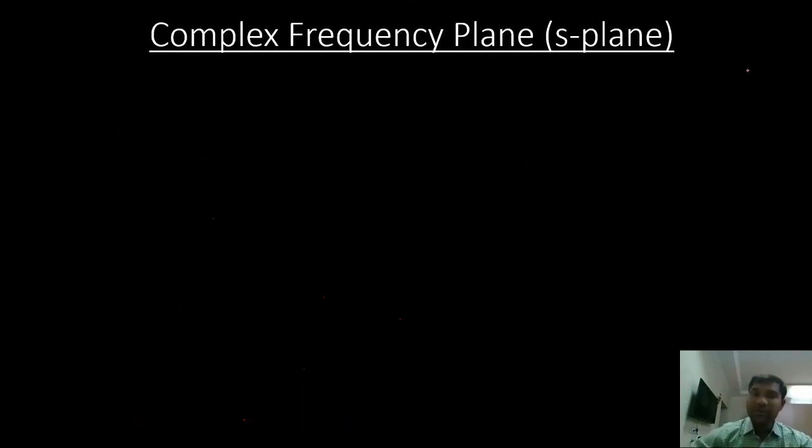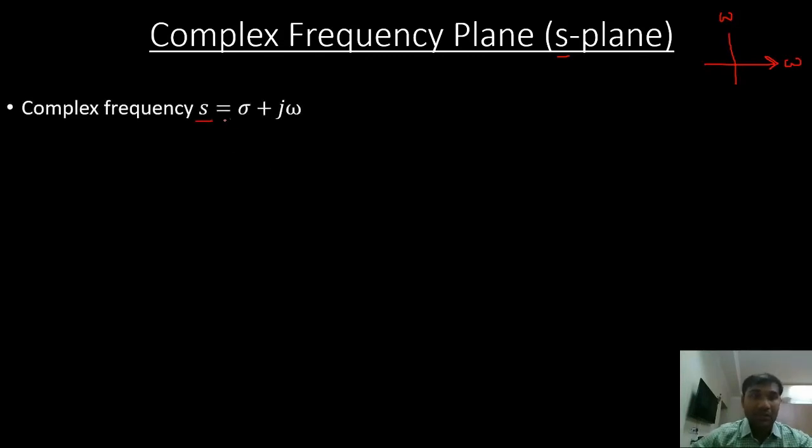Now we have been saying that s is the Laplace transform variable. So we'll look at the s plane. Previously we were looking at omega as the Fourier transform variable, so we had the complex omega plane. Now we are going to look at the complex frequency plane, that is the s plane, in case of Laplace transform. s is the complex frequency and it is written as sigma plus j omega. Real part sigma and imaginary part omega.